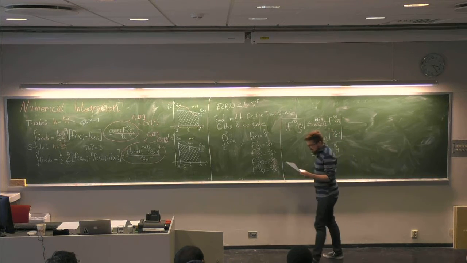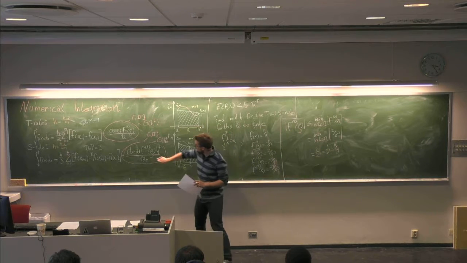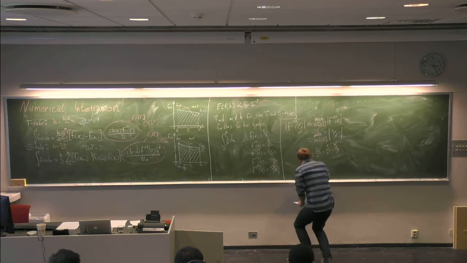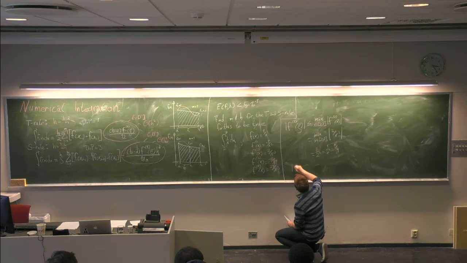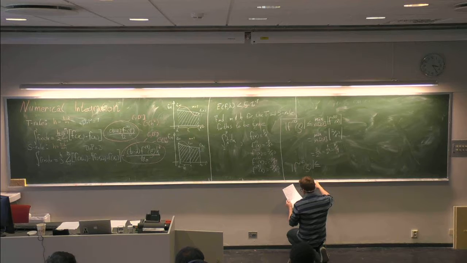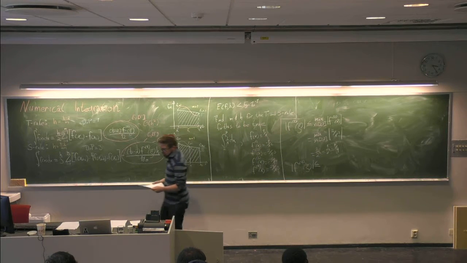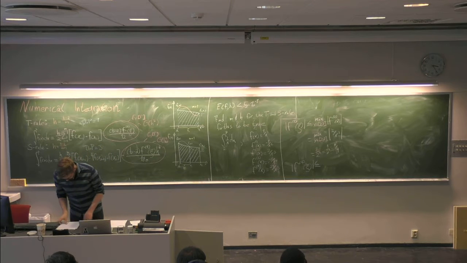And in a similar fashion, we can do it with this mysterious one, and we get that the fourth derivative of f at xi has to be less than, that's on my sheet, this has to be less than 3/4.